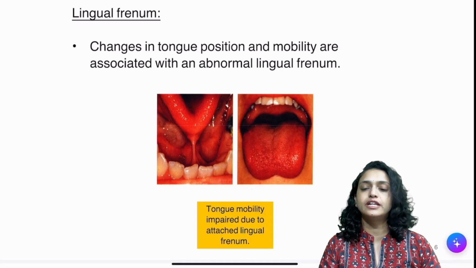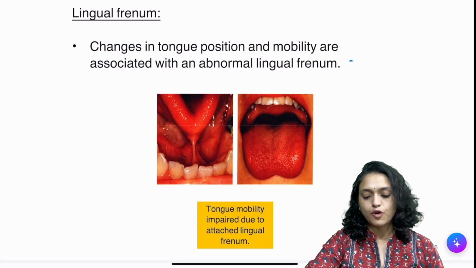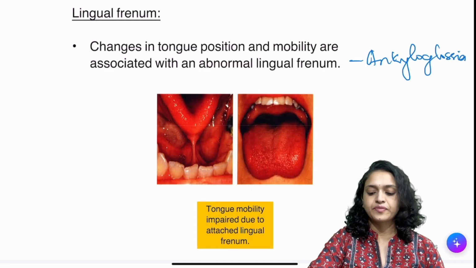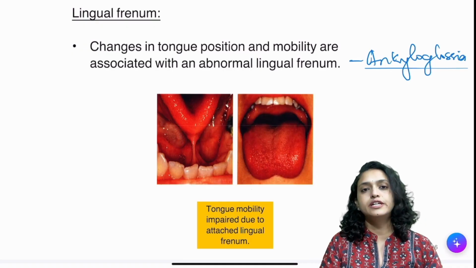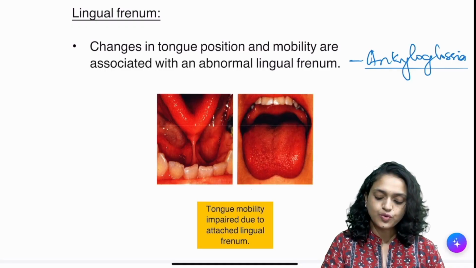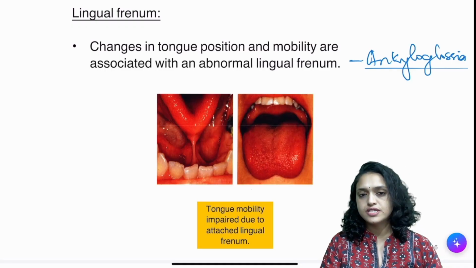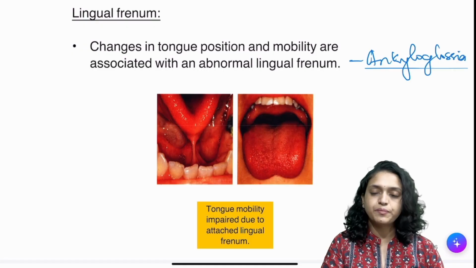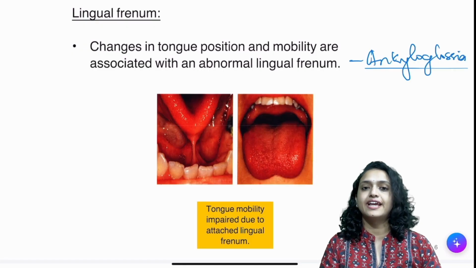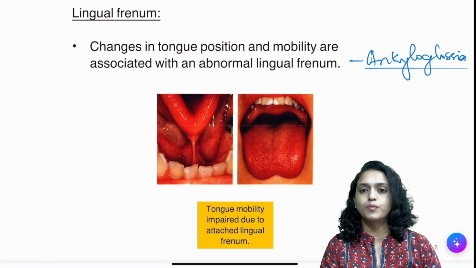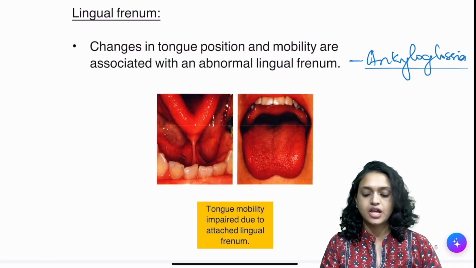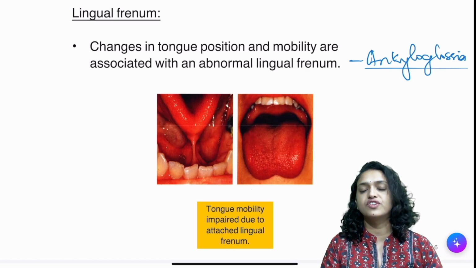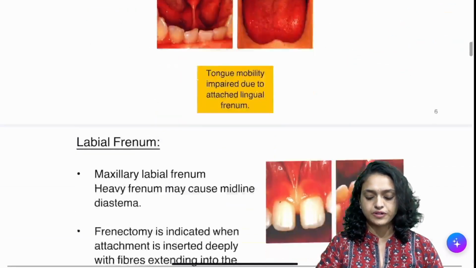Next important thing is lingual frenum. So a high lingual frenum, also known as ankyloglossia or a tongue tie, is important because it can cause a little bit of recession in relation to the lower anteriors and can also cause some amount of crowding in the lower anteriors. And it restricts the mobility of the tongue, and hence there will be associated problems during speech as well as deglutition and mastication. So checking the lingual frenum is also very important.